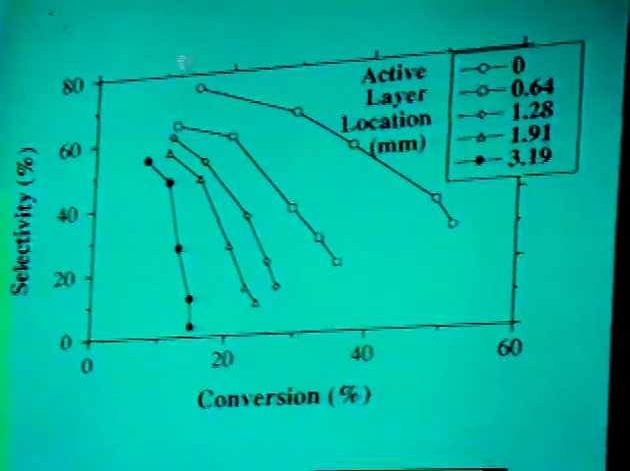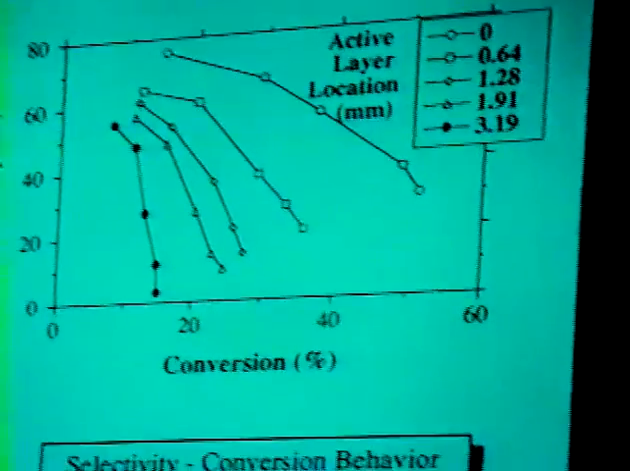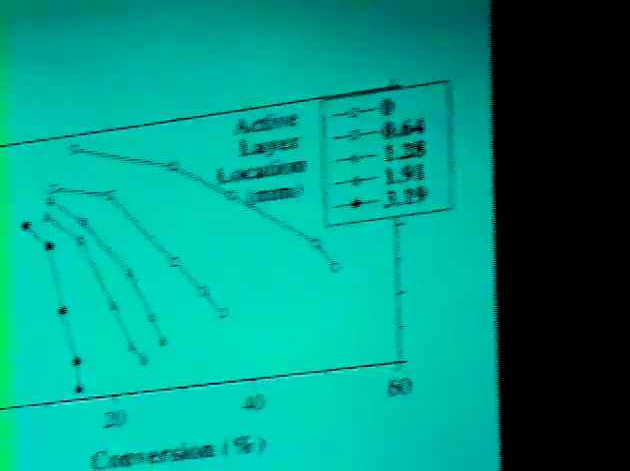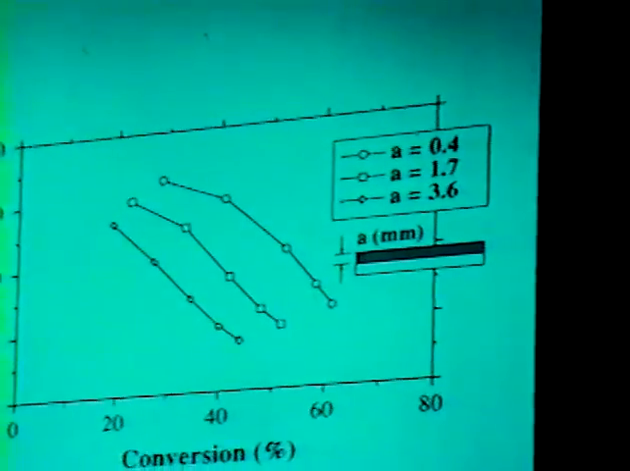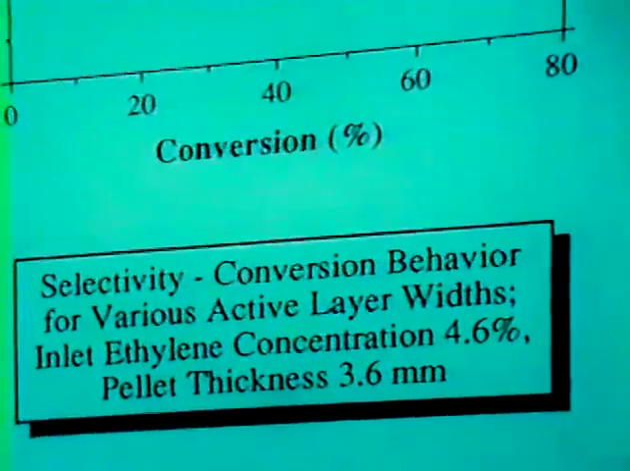For better performance, we want high conversion and high selectivity, so you want to operate as close as possible to the top right-hand corner. So this is the best catalyst: putting all of the active catalyst in the top surface is the best distribution. If you look at the next slide, another experiment of interest is shown here.